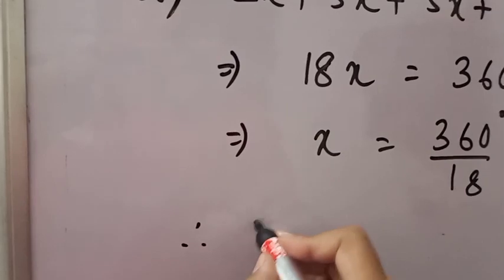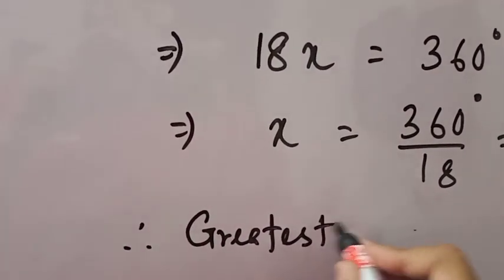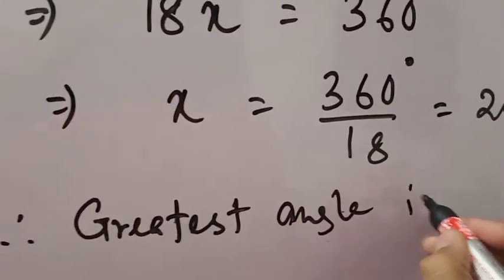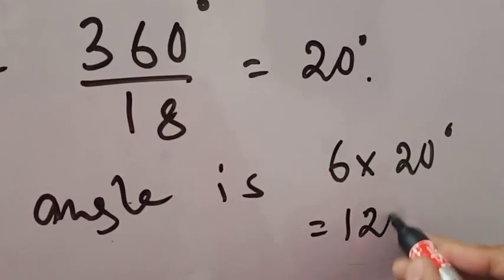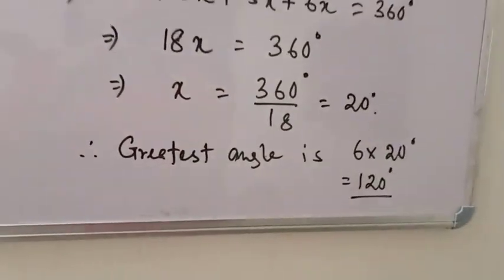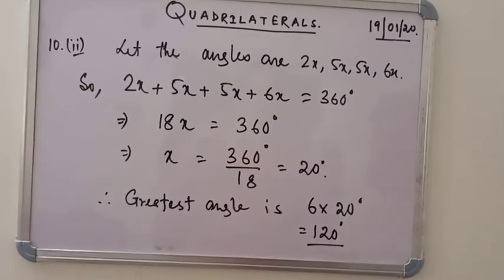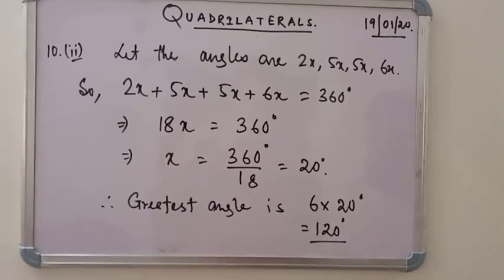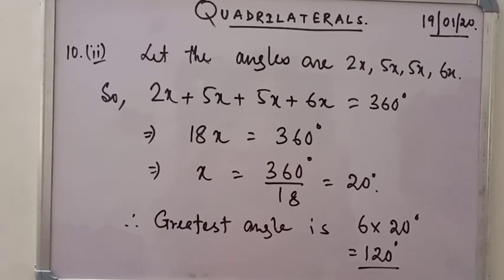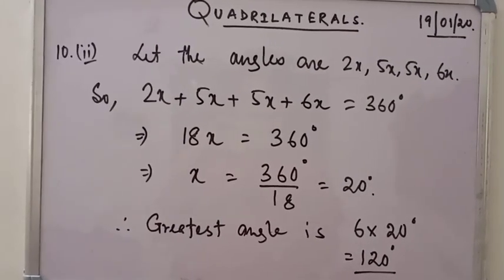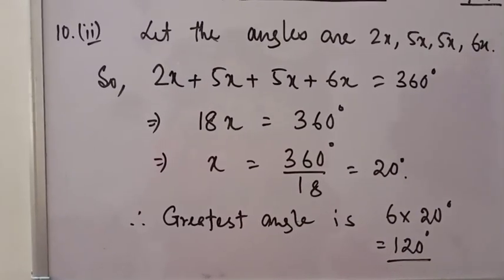So the greatest angle is 6 into 20 degree, that means 120 degree. So if you have to find all the angles, then you have to put the value of 20 in each. That means 20 into 2, that means 40, and 5 into 20, 100 and 100 also. Okay, so 40, 100, 100 and 120, all the angles. Now, next we are going to the figures.